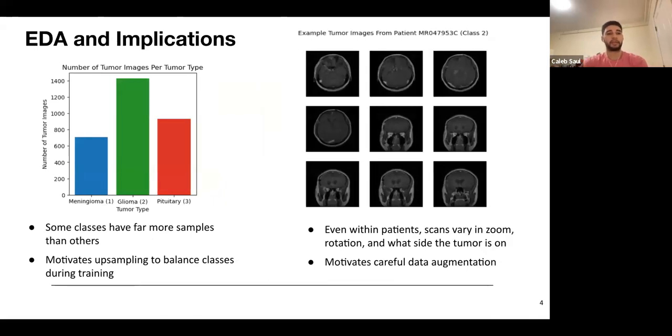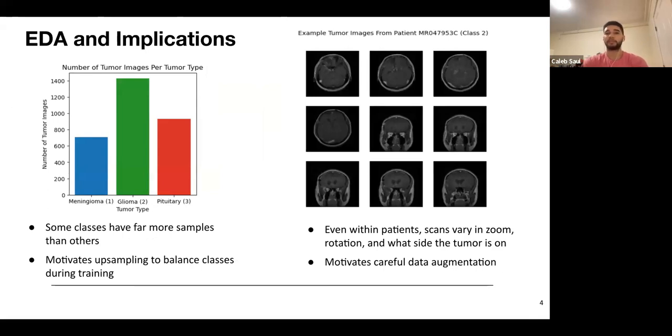Some things we learned from our EDA. The first thing we looked at were the number of tumor images per tumor type, and we saw that some classes, specifically glioma, have far more samples than other smaller classes like meningioma. This motivates us using upsampling to balance classes later during model training.